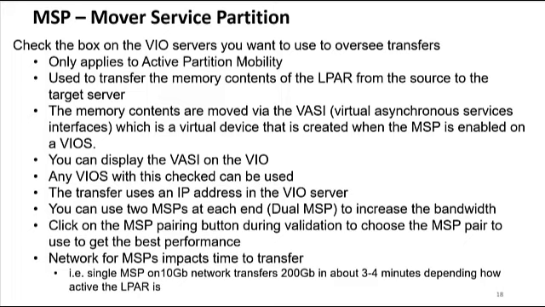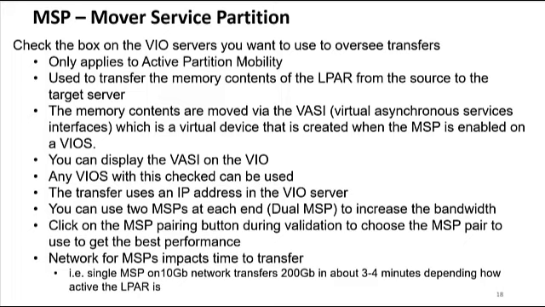Any VIO server that has the MSP box checked can be used to control a migration. And it just uses the IP address of the VIO server when it does it. You can actually do dual MSPs, have two MSPs at each end to increase the bandwidth, and there's actually a button for MSP pairing during validation where you can choose the pairs.